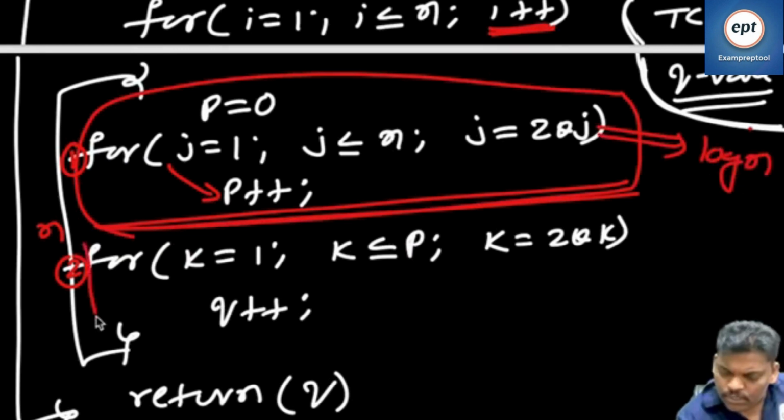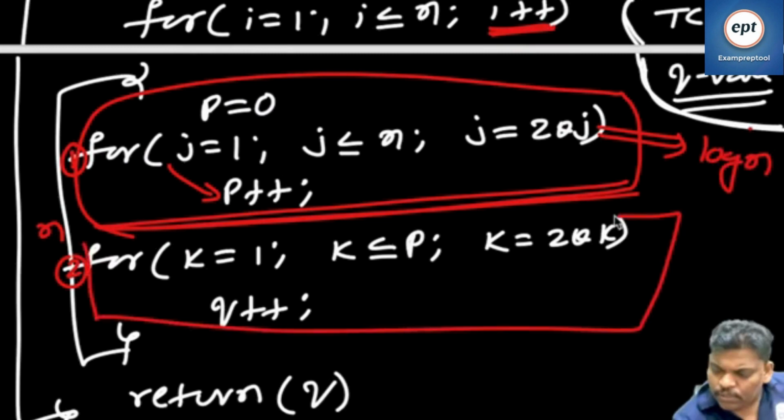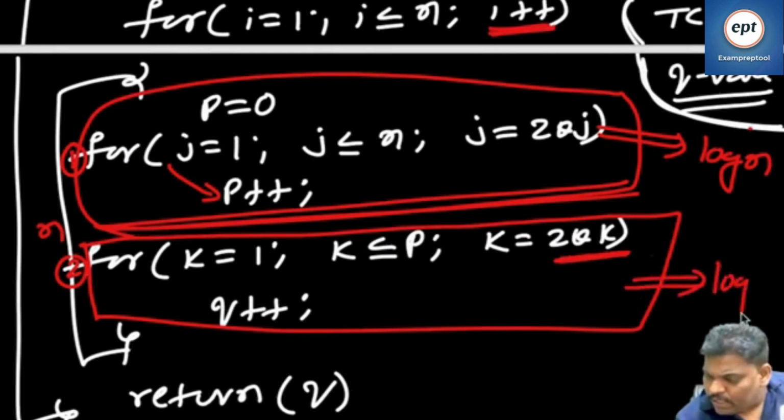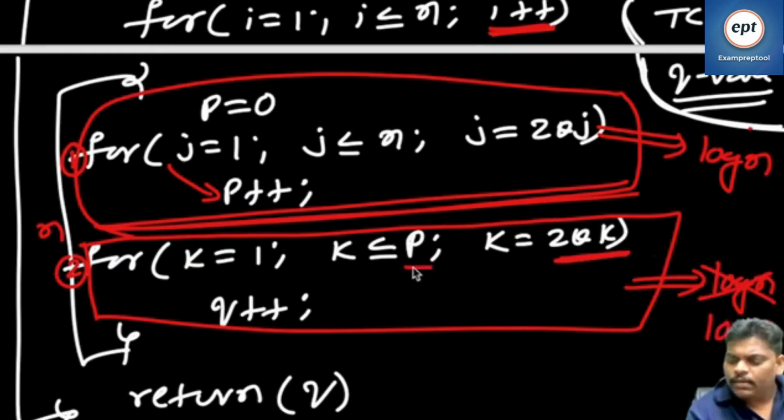Everyone listen, this loop, every time into 2. It is log n. No, that was wrong. It is log p, because it is p.